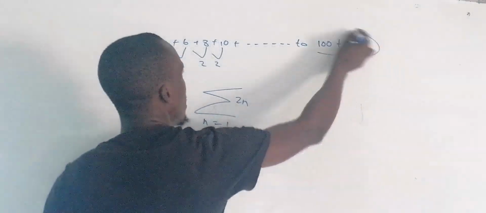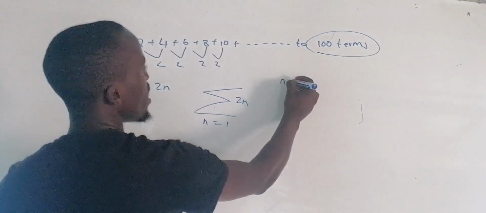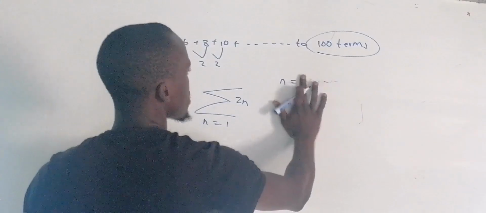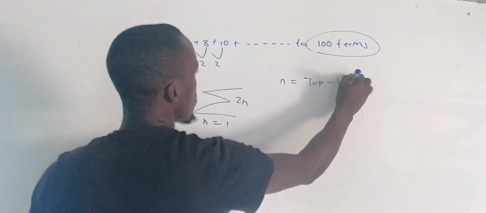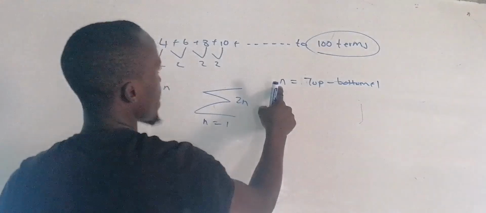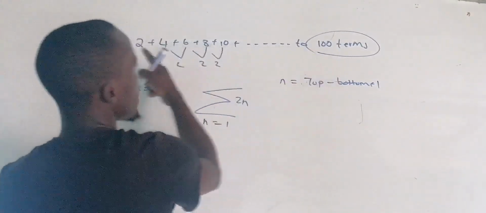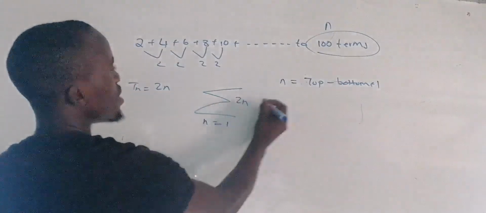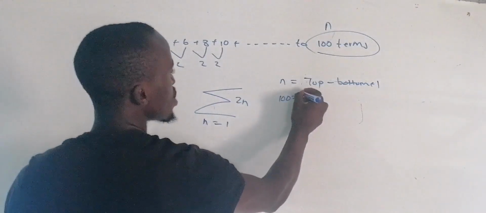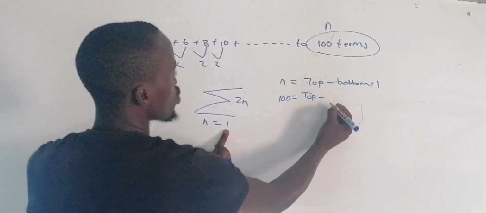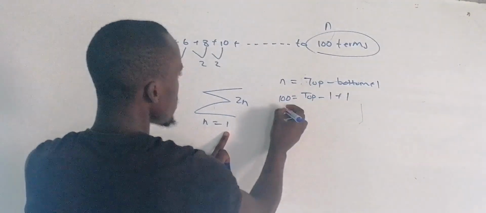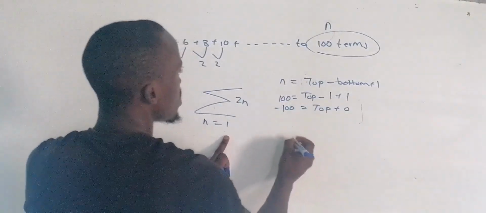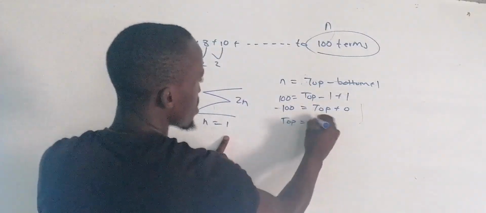Because this is the number of terms, it's actually n equals top minus bottom plus 1. Then what's n? This becomes the number of terms because they added these numbers up to 100 terms, meaning that we already have our n, but we don't have this part here. Now, 100 equals top minus bottom. We have bottom, which is minus 1 plus 1. Therefore, 100 becomes top plus 0. Then top, it's that 100.